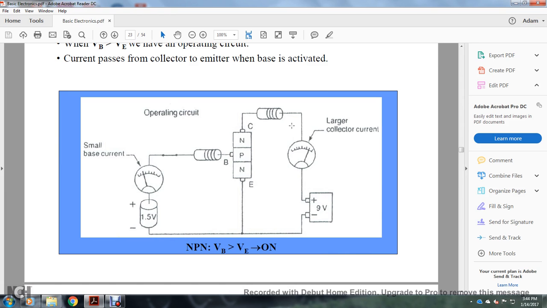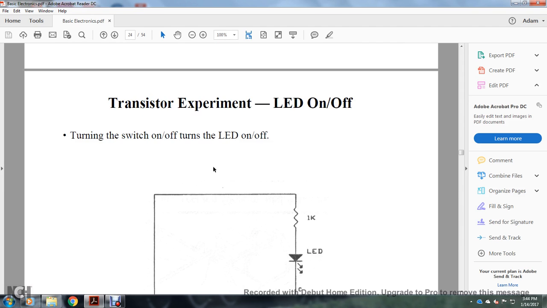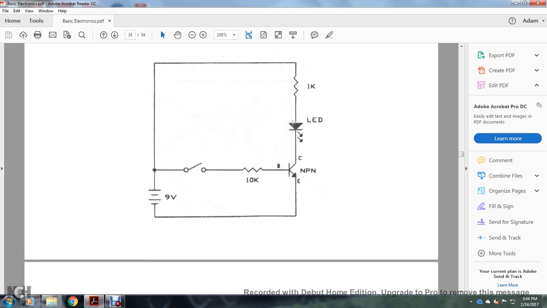current. Transistor experiment: turning an LED on and off, with a switch to turn the LED on and off. This shows the LED and rectifier, going through a regulator, capacitor, current, gate, and battery voltage.